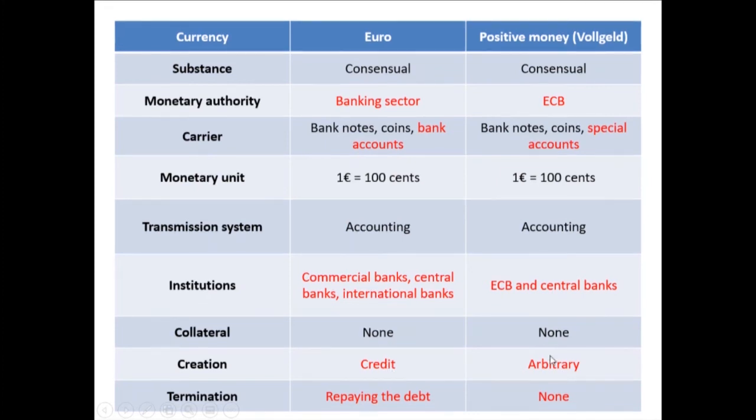Creation is no longer credit, it is arbitrary now. The central bank does that, and then the parliament agrees. Or there can be, I don't know, a referendum, whatever. But it's arbitrary. It's not through credit, and there is no termination needed.